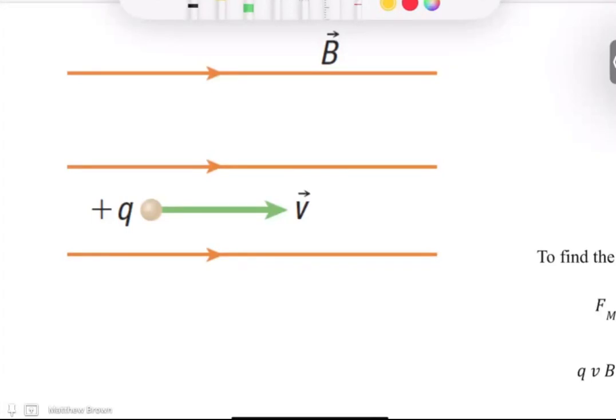If we look at this, now remember, the key to the right-hand rule is everything has to be perpendicular, right? 90 degrees. So you point your thumb in the direction of motion, which is here. And then you have to point your fingers in the direction of the magnetic field, which is the same direction. So no force, right? If they're not 90 degrees, no force.